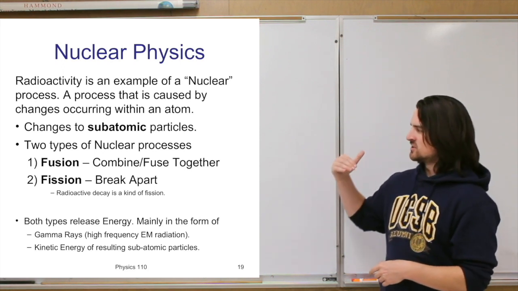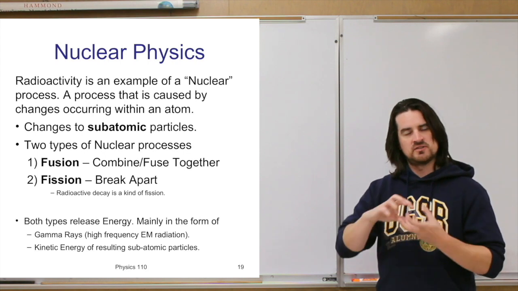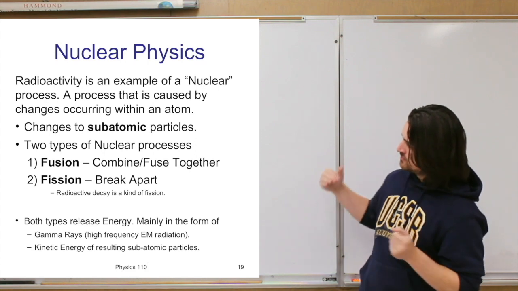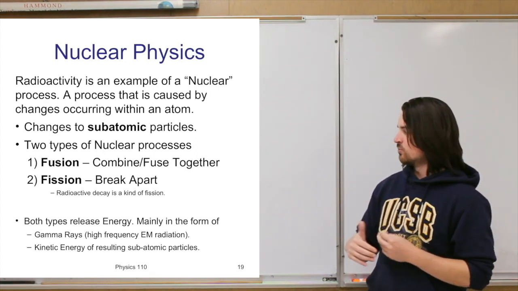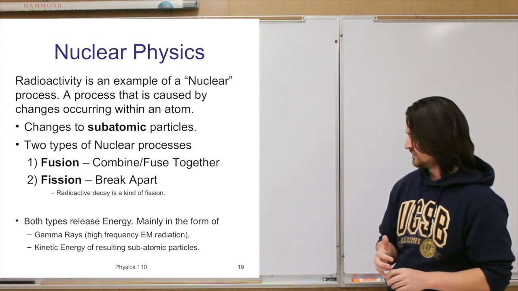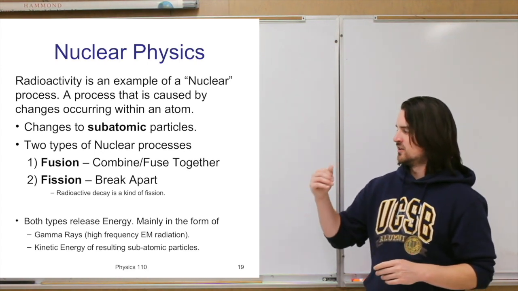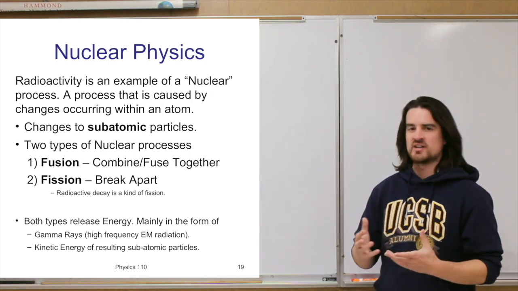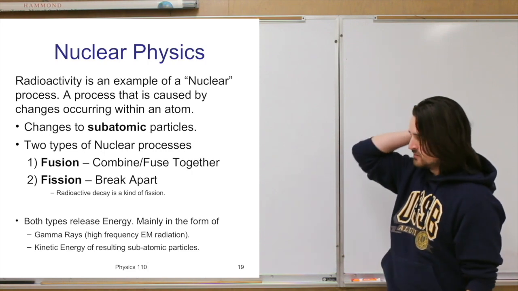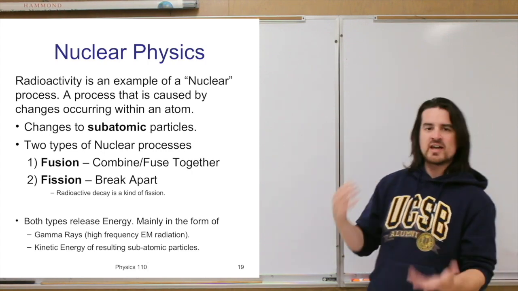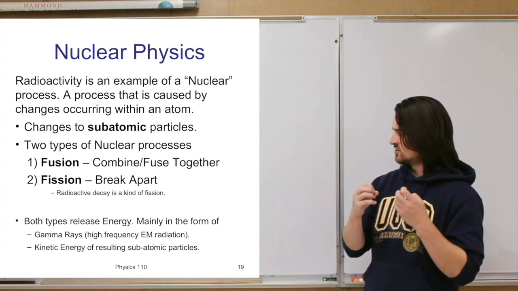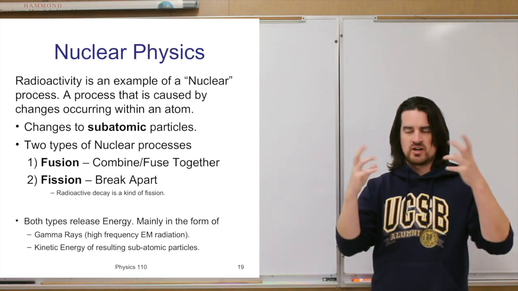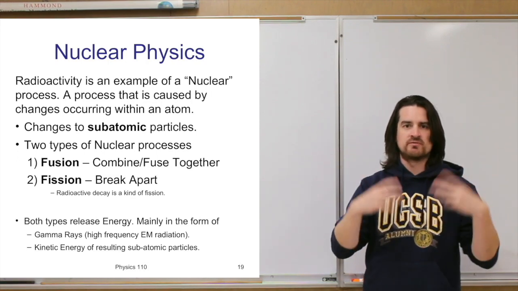Radioactivity is actually kind of a subclass of fission, because radioactivity is things kind of falling apart in the nucleus. And as you might already know, both of these processes will release an incredible amount of energy. That energy mainly comes in the form of gamma rays, meaning very high frequency electromagnetic radiation, very high frequency photons. It also comes in the form of the kinetic energy of those subatomic particles that are getting knocked out of the nucleus. Very fast moving subatomic particles, so they're carrying a bunch of energy in that motion itself, kinetic energy.